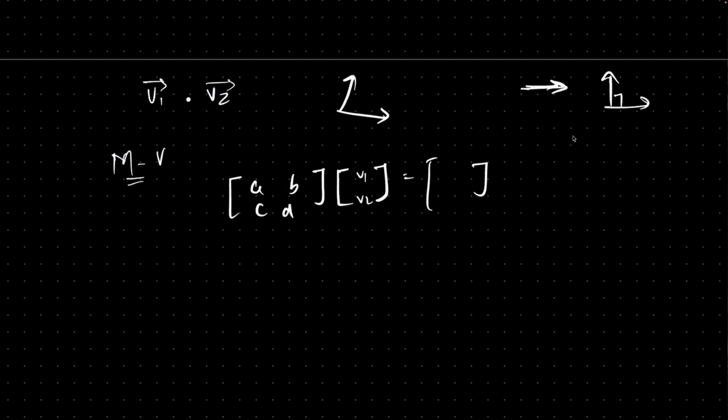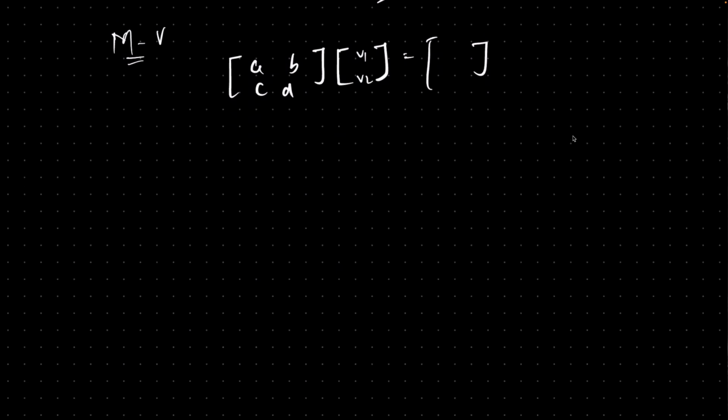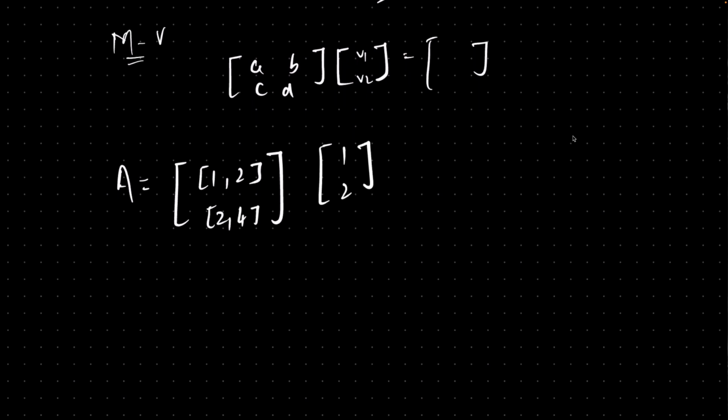So let's take an example. Let's say we have a matrix A which has the values 1 2, 2 4, and we have a vector B which has 1 2. You can see this matrix A as row 1, which is 1 2, and row 2, which is 2 4. So you can think of this matrix as two separate vectors represented by row 1 and row 2.